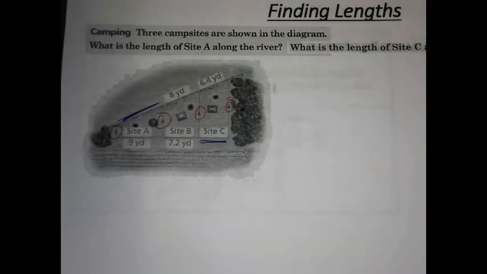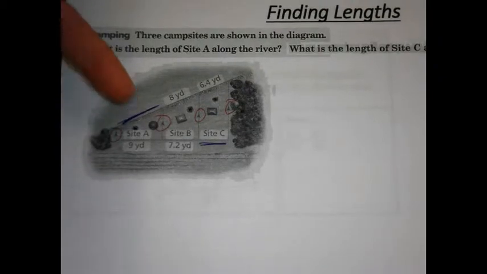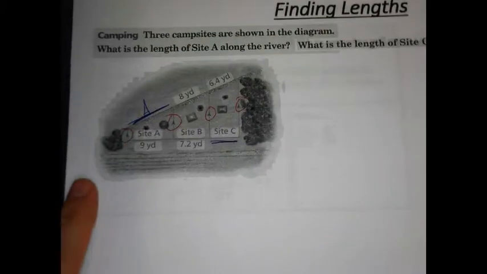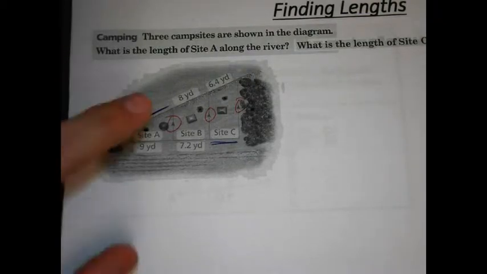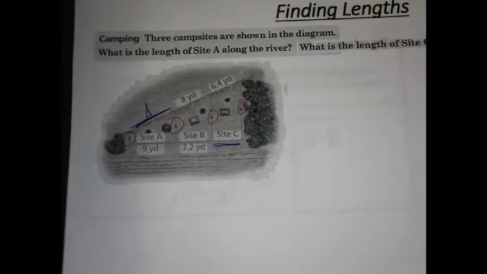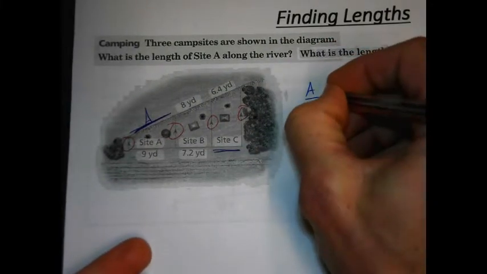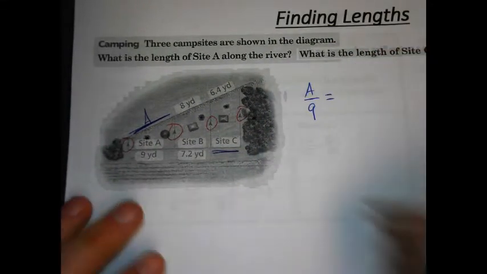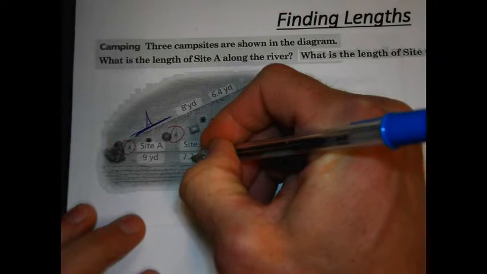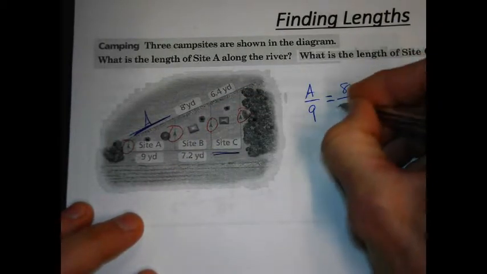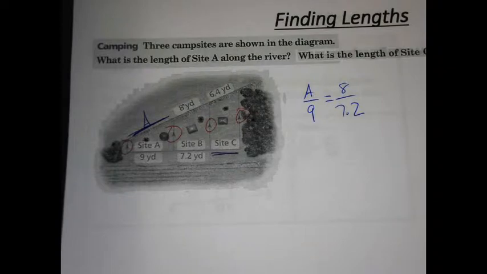Now, what proportions can you see? It depends on what you're looking at. You can see a whole bunch of different proportions. Since we're looking to answer site A, which I'll call capital A, that will be the first ratio I want to look for. Let's say I compare site A to the 9-yard length. Site A to 9 would then be equal to 8 to 7.2. I could see that proportion.